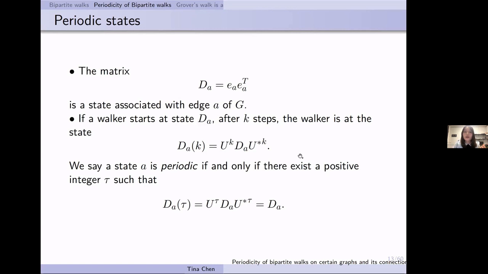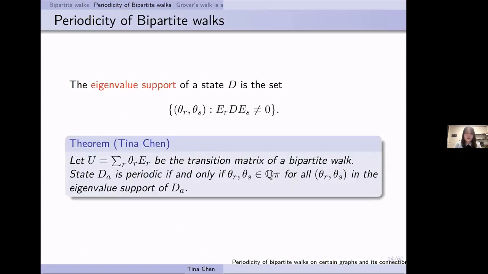And then we say a state is periodic if and only if there exists a positive integer τ such that after τ steps, it goes back to itself. Okay, so before I give you a characterization of a periodic state, I'm going to introduce a new term called the eigenvalue support. An eigenvalue support of a state e_a is just a pair of eigenvalues such that the corresponding spectral idempotents satisfy that E_r e_a, E_s e_a is not zero. In that case, we say a state is periodic if and only if all the eigenvalues in its eigenvalue support are rational multiples of π.